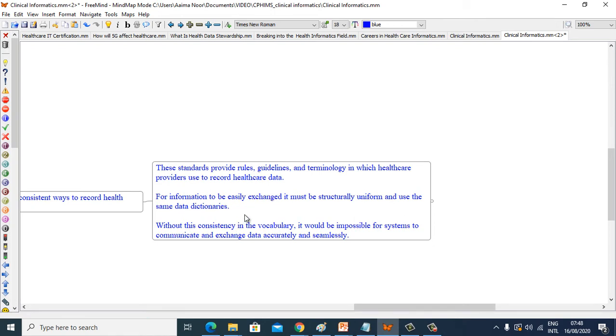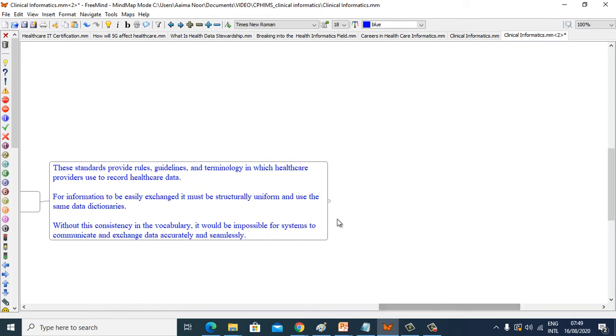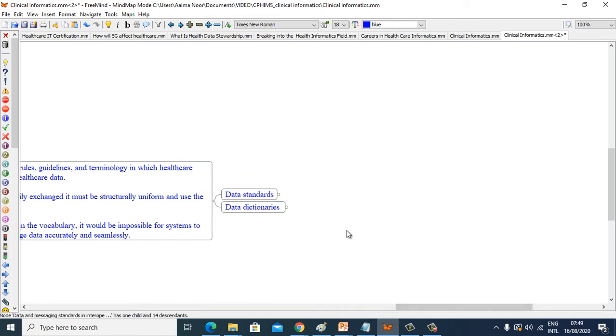For information to be easily exchanged, it must be structurally uniform and use the same data dictionaries. Without this consistency in the vocabulary, it would be impossible for a system to communicate and exchange data accurately and seamlessly. Now we see what data standards and data dictionaries are.